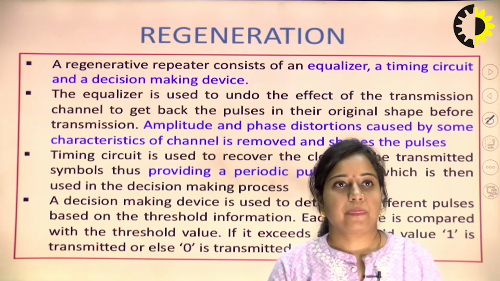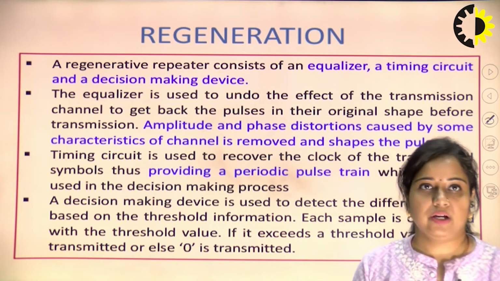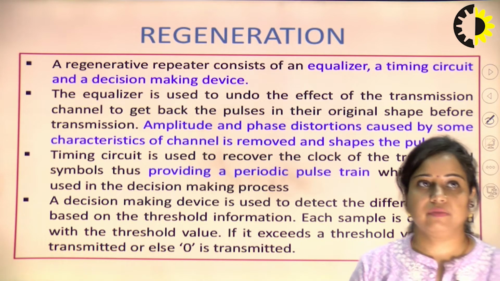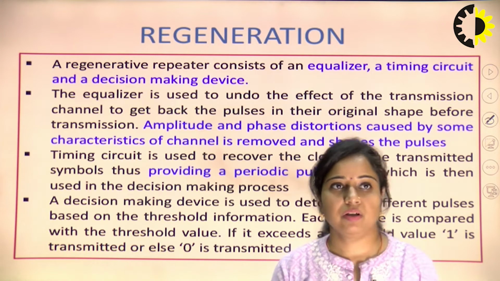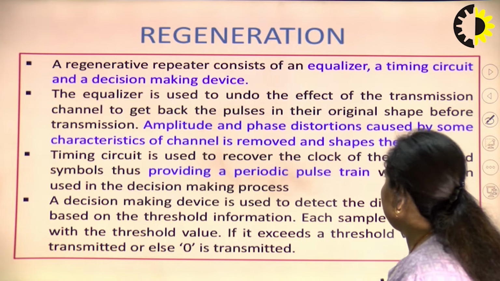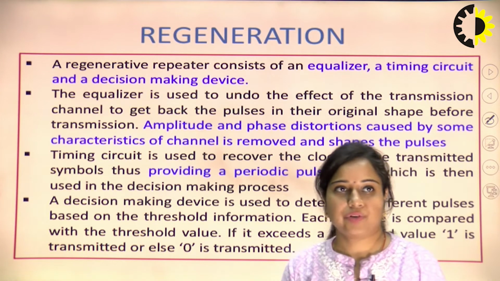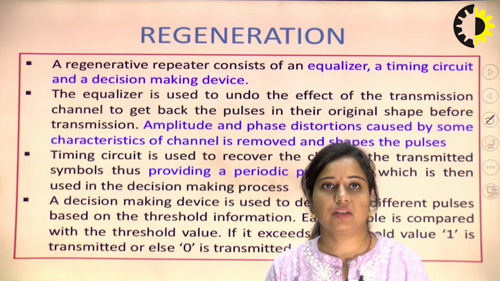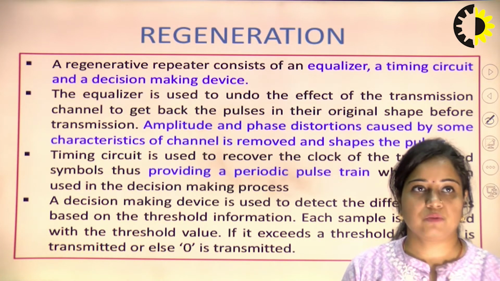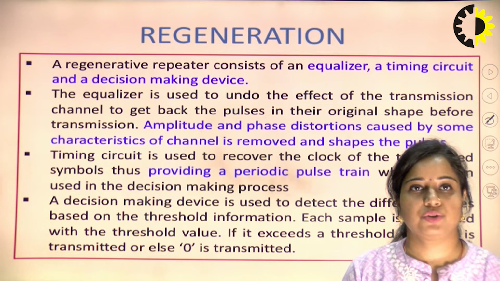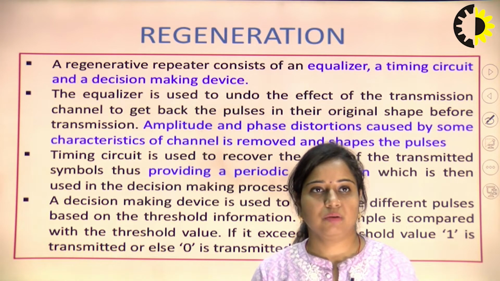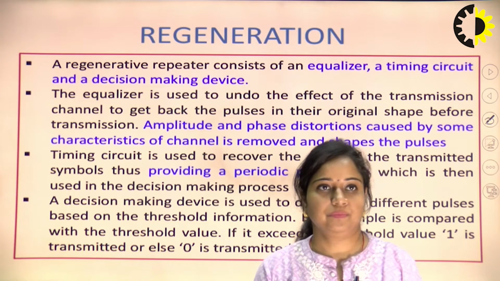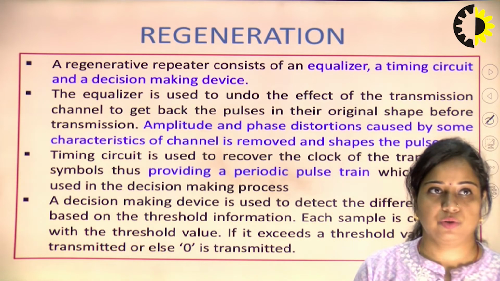A regenerative repeater consists of an equalizer, a timing circuit, and a decision making device. These are the three main building blocks of a regenerative repeater. The equalizer is used to undo the effect of the transmission channel to get back the pulses in their original shape before transmission. The amplitude and phase distortions caused by the characteristics of the channel are removed. Basically, the equalizer removes the effect of noise from the amplitude and phase distortion.